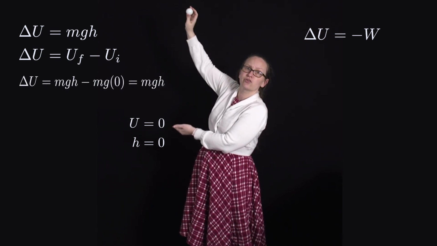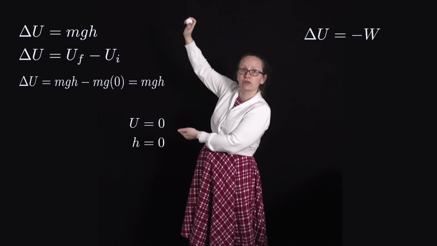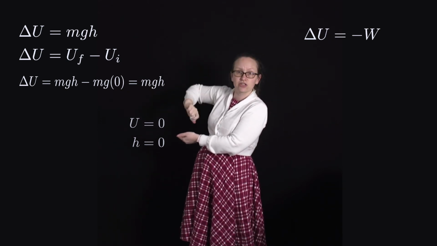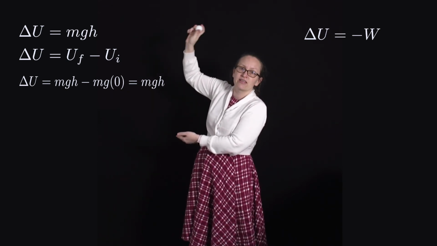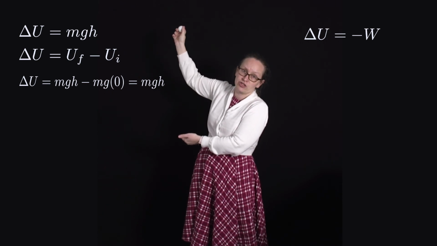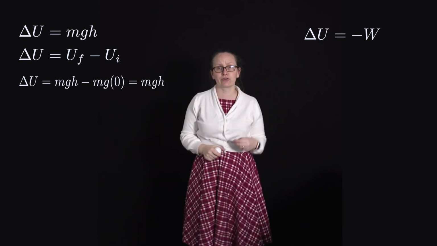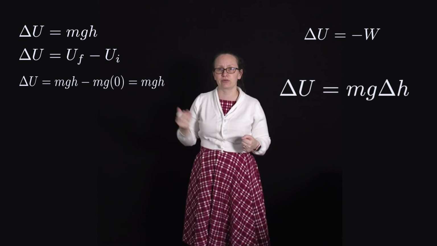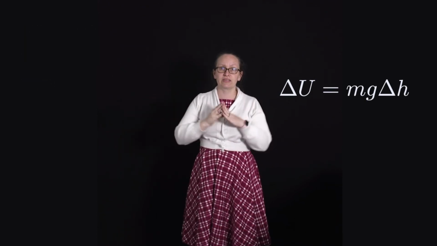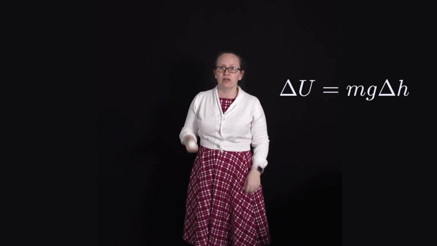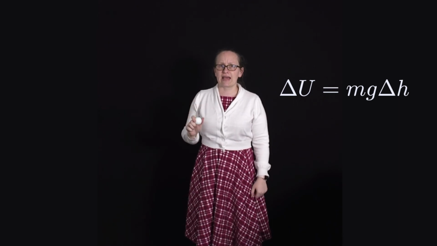So sometimes you'll see the formula for gravitational potential energy for objects near the surface of the Earth written as U is equal to mgh. Or you can also write it as delta U is equal to mg delta h, where the delta means a change. So let's have a look at an example problem now.